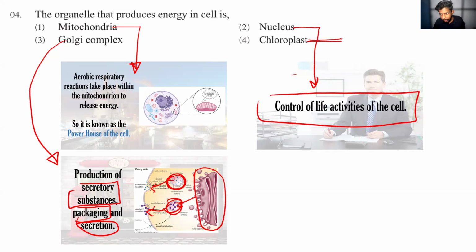Okay. Next one, chloroplast. That is related to grade 11. Okay, you're grade 11, right? You may have learned in unit number 2, photosynthesis. So doing photosynthesis. So from this question, we have learned 4 organelles and 4 functions.